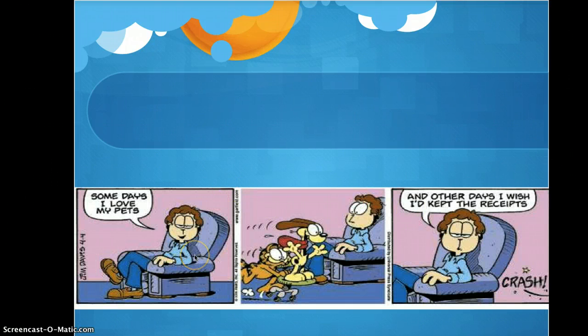Some days, I love my pets. They look like they're getting into trouble. And other days, I wish I'd keep the receipts. Crash. What are the receipts for?